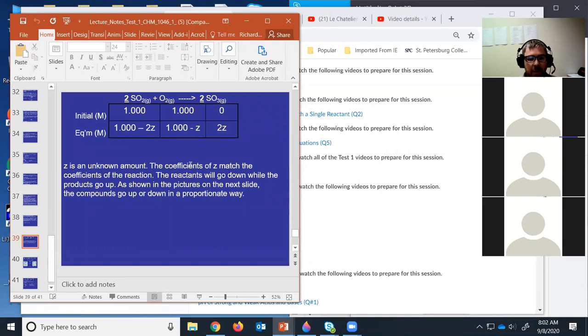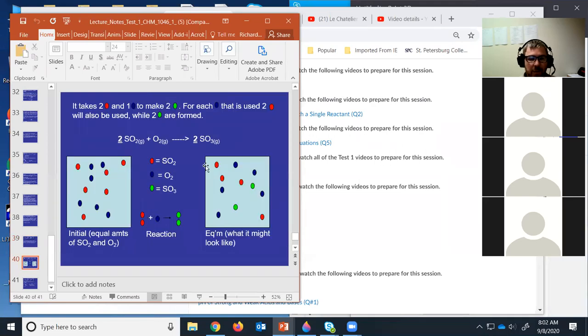The other thing we're aware of is that the way the reaction goes is going to be consistent with what we're seeing for the coefficients. So that's why we've got 1.000 minus 2z and then minus z. And then over here, we've got 2z. So you can see that whatever's in front of the z matches whatever is in front of the actual substance that we're talking about, the coefficient. So let's look at how that works.